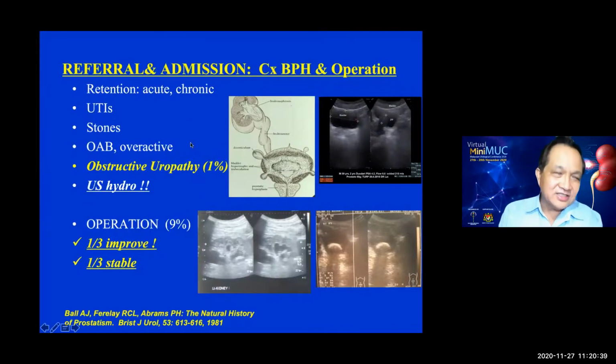Patients who have complications, stones, infection. And contrary to traditional thinking, only 1% of patients actually have obstructive uropathy. 1%. We tell them, no, you don't take this medicine. You've got retention. You've got back pressure. Your kidney will fail. You've got kidney failure. But actually, it's only 1%.